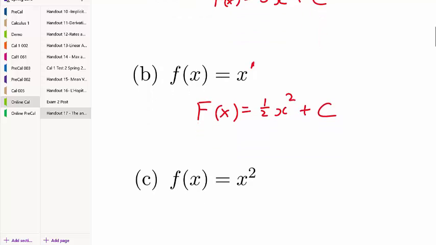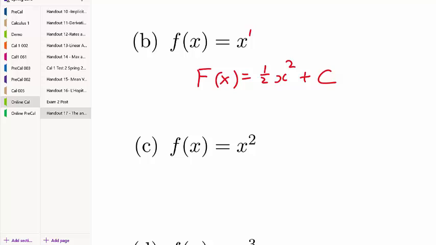Next one. X squared, right? Again, we're taking the antiderivative. So what do we have to take the derivative of to get x squared? Well, it's got to be one more than this number. So it's got to be x cubed. And what happens if you take the derivative of this? You get 3x squared. So we've got to make sure that that 3 doesn't come out. So we just have a 1/3 in front. And then, of course, don't forget to add in the constant.